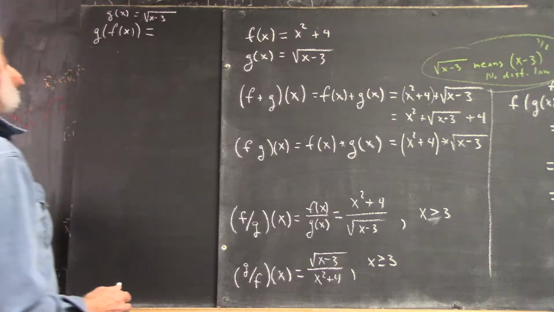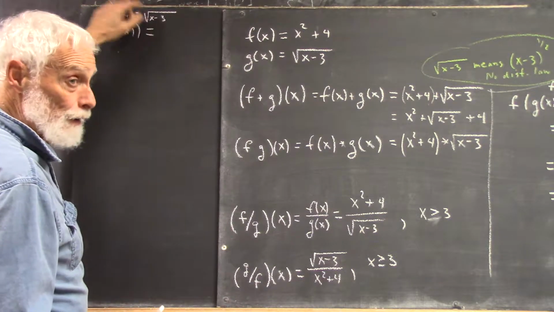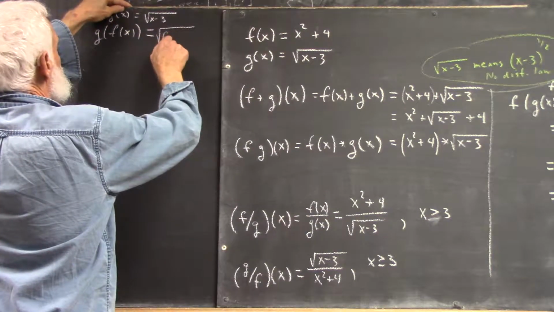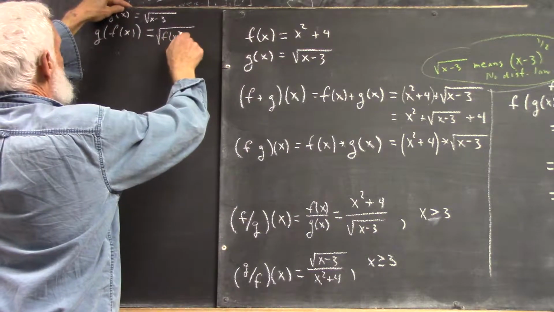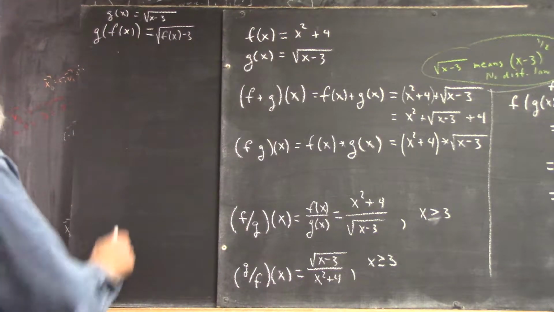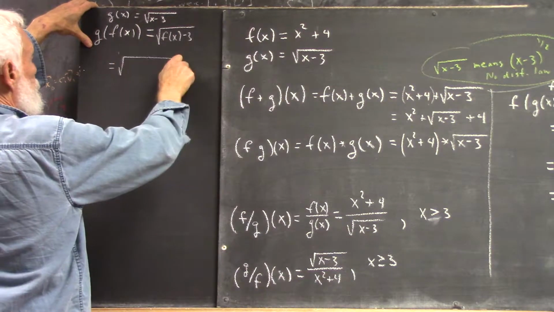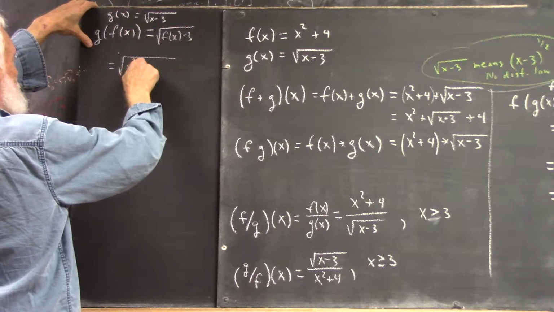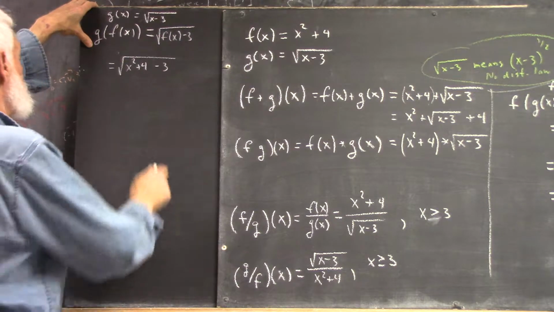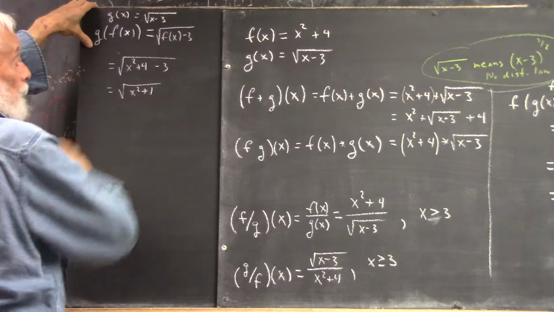Okay, so the x has been replaced by f of x. So we're going to replace the x over here by f of x. So you're going to have the square root of f of x minus 3, right? And now f of x, as you know, is your x squared plus 4. Okay? And that's then the square root of x squared plus 1.